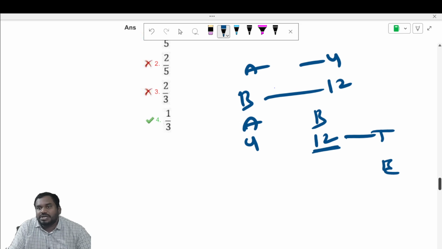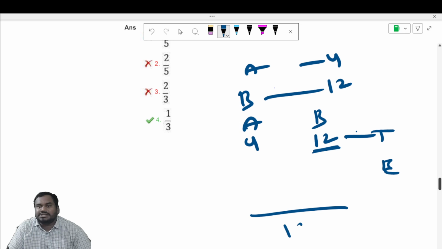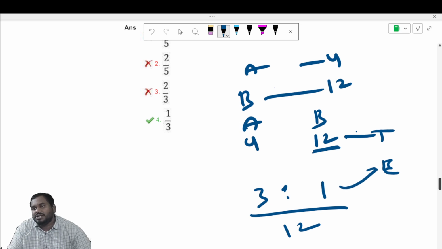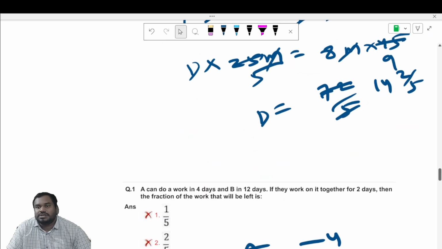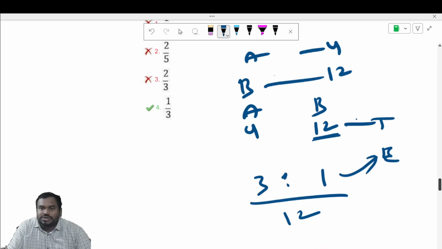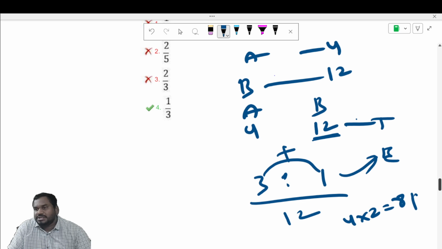Before that, just take the LCM. 12 into 1 is 12, and 12 is divisible by 4, so 12 is their LCM. 12 by 4 is 3, the efficiency of A, and 12 by 12 is 1, the efficiency of B. Working together means 3 plus 1, which is 4, into 2 days. So 8 parts of the work are completed out of 12, and 4 parts are left.